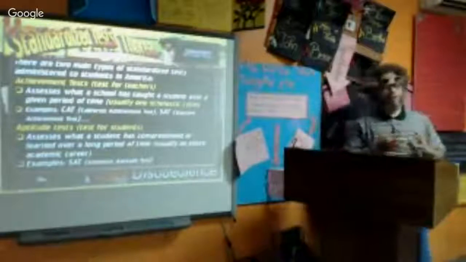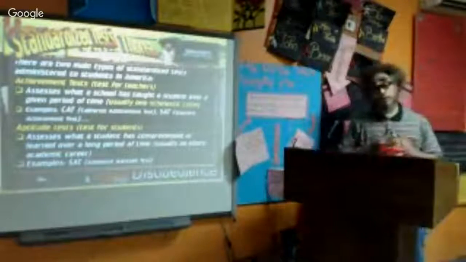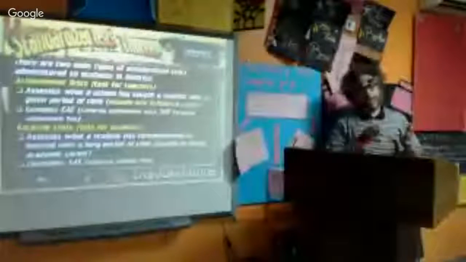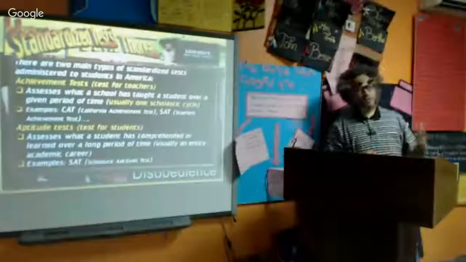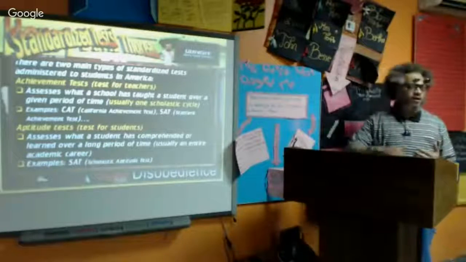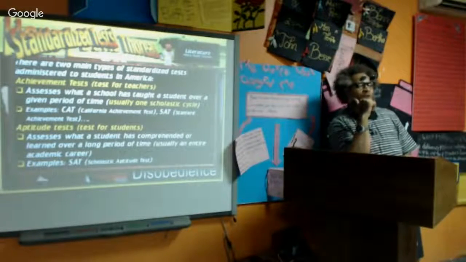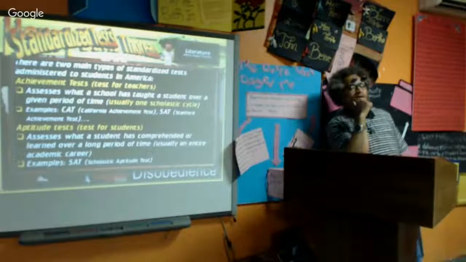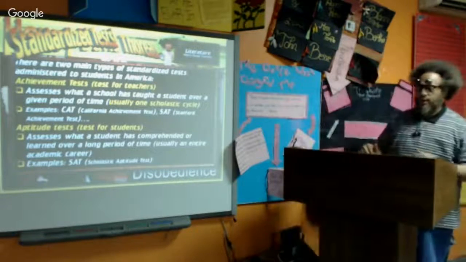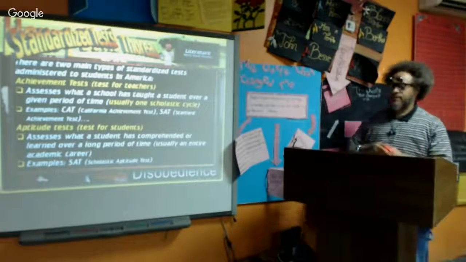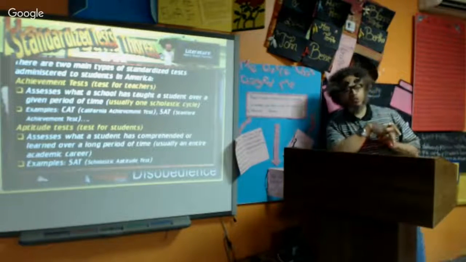So that's a really good, simple way to understand the achievement test and the aptitude test. The achievement test tests the teacher, although the teacher is not taking the test, the students are, and the aptitude test is testing the student on what the teacher taught. So that's a really basic way to understand. So the SAT is an aptitude test.